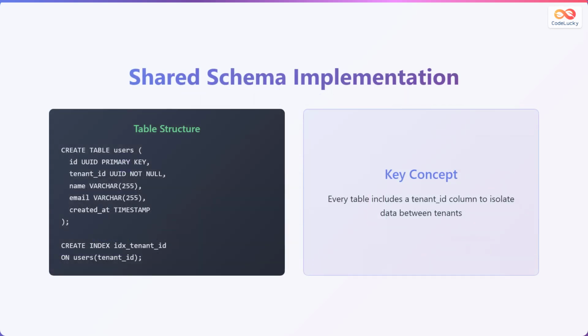Let's take a closer look at the shared schema implementation. The key concept here is that every table includes a tenant ID column. This column is crucial for isolating data between different tenants. For example, consider the users table shown here. You have the user ID, which is the primary key, then a tenant ID, followed by other user details. The tenant ID is essential for ensuring data isolation.